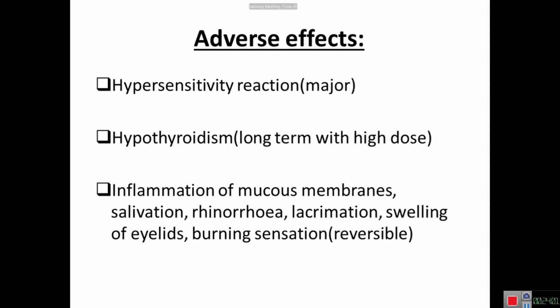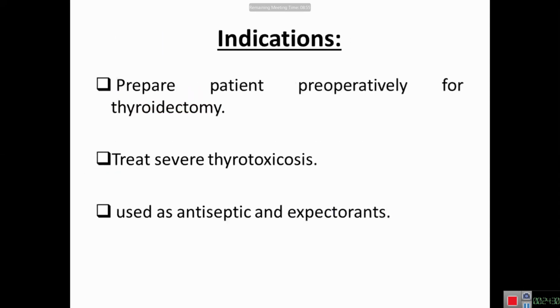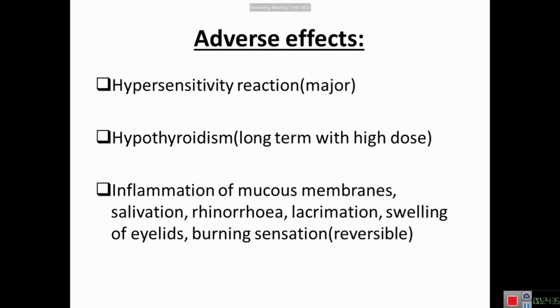Okay, so adverse effects: the major adverse effect is hypersensitivity reactions, and with long-term high-dose use, it will cause hypothyroidism, as we know, and it can cause inflammation of the mucous membrane, salivation, and rhinorrhea. These are the adverse effects of the hormone release inhibitors, but you should know the major adverse effects: hypersensitivity reactions and hypothyroidism. So these are the basic information you should know regarding the hormone release inhibitors.